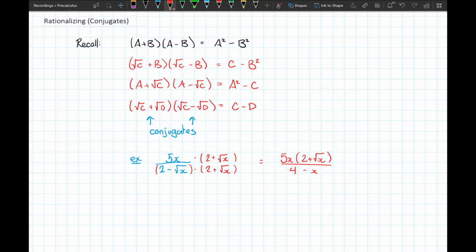And remembering difference of squares, when you multiply a plus b times a minus b, the middle terms cancel out in FOIL, so this is all that you're left with. Now this is called rationalizing the denominator.